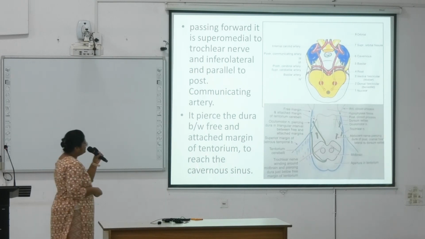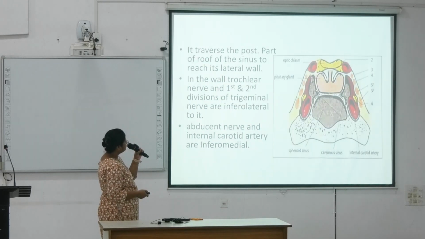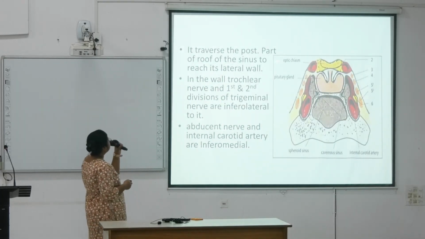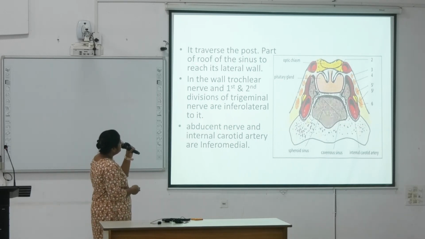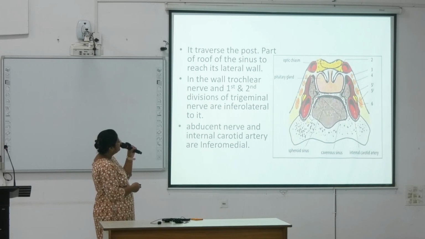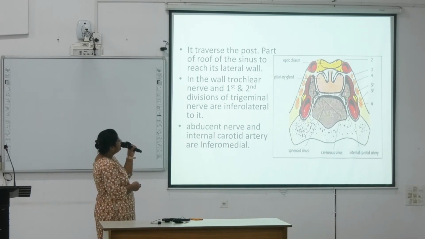Okay. Then it lies within the cavernous sinus. Next. So it traverses the posterior part of the roof of the cavernous sinus here. See, this is the body of the sphenoid. This is the pituitary gland, pituitary stalk, sphenoid sinus. On the two sides of the body, these are the cavernous sinus sections. In the floor, the artery is the internal carotid artery. Okay, and these are the nerves.